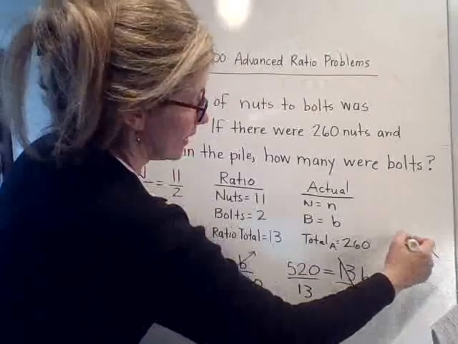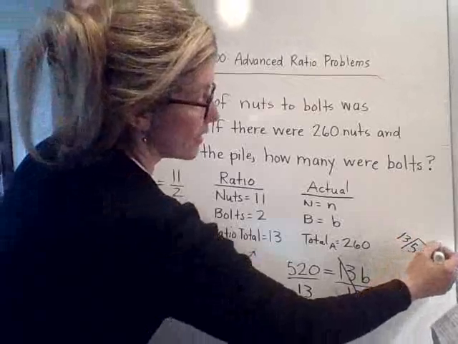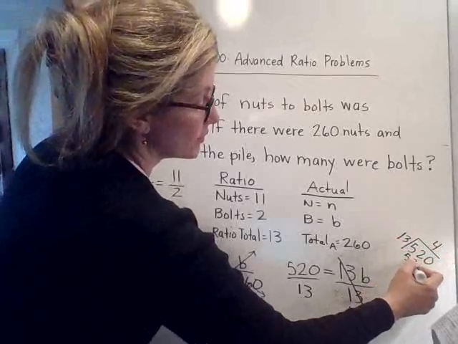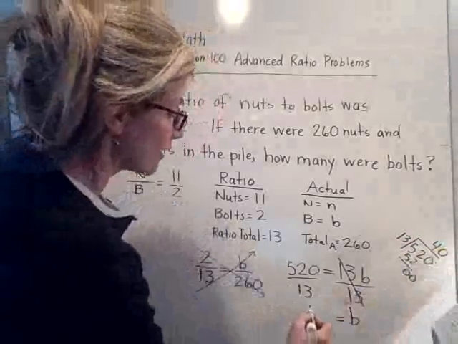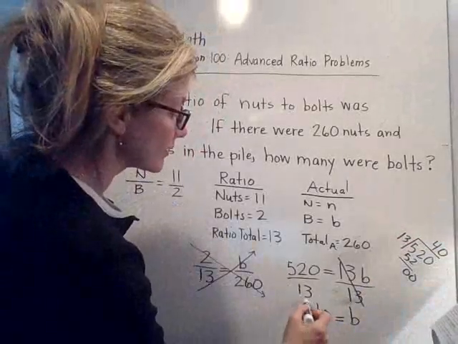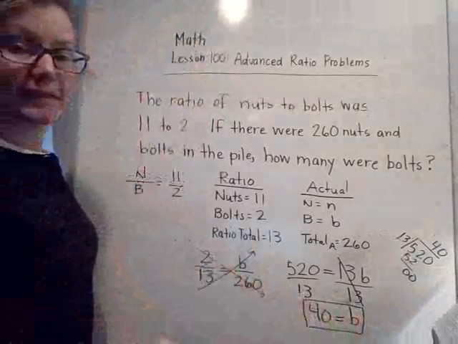520 divided by 13. Now 13 goes into 52 4 times. 52 and then 0, so that's 40. So there are 40 bolts. So that's our answer. All right.